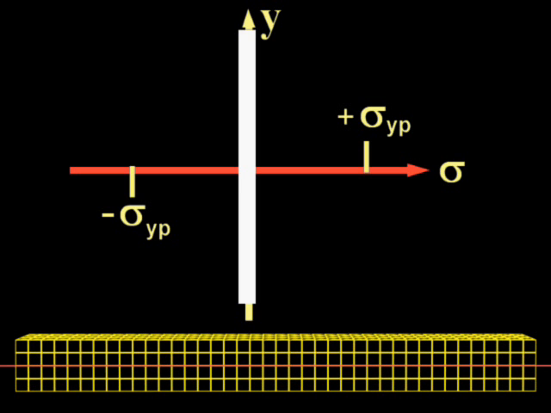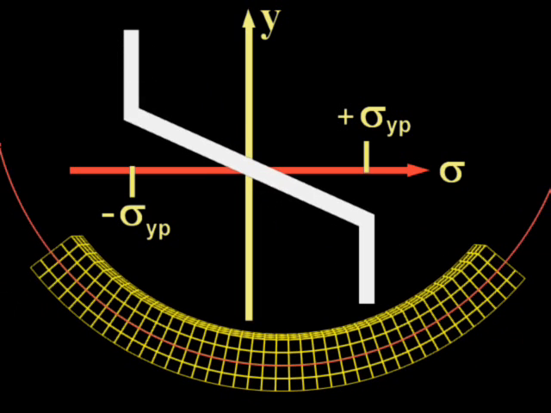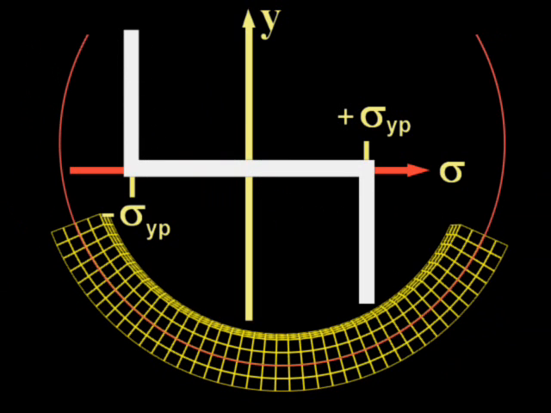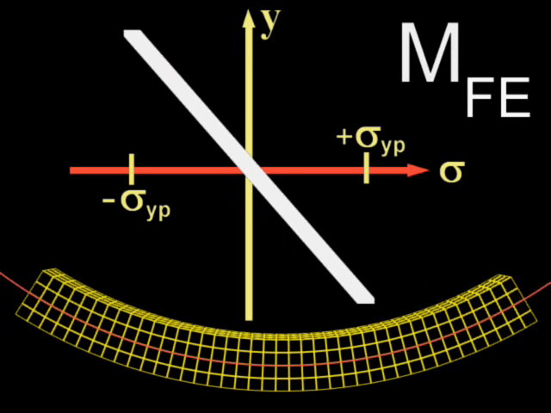As the moment acting on a beam increases, the stress distribution changes accordingly. We give names to some of these moments. The fully elastic moment, denoted as MFE, is the maximum moment that can be applied to a beam without any of its fibers yielding. This moment occurs when the fiber furthest from the neutral axis just reaches its yield stress.